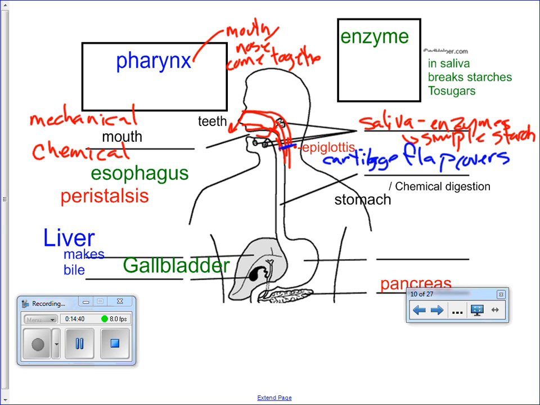Do you guys know trachea, or should I put windpipe? Wait a minute. What's that little tube thing that goes to your stomach? What's that called? Okay, we're getting there.